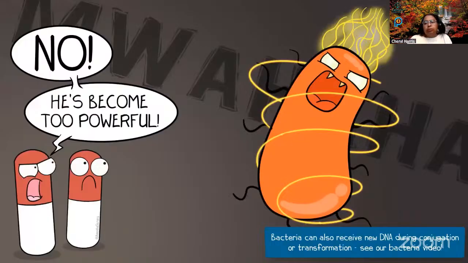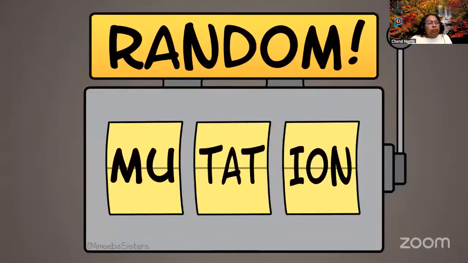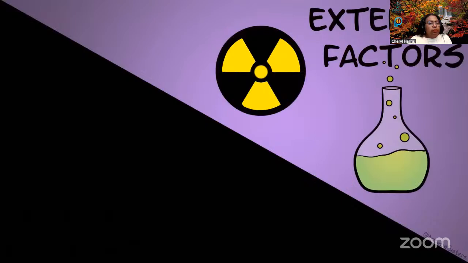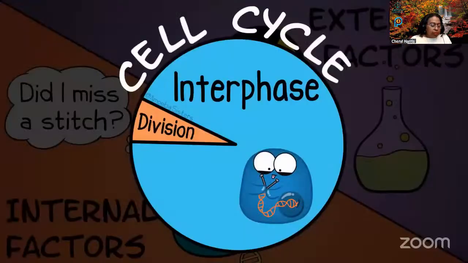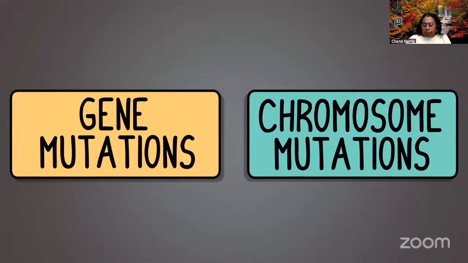Okay, so again, mutations are random. But there can be factors that make mutations more likely to occur. External factors like certain types of chemicals or excessive radiation, or internal factors like an event that causes a problem during DNA replication in interphase. During interphase, cells can replicate DNA before they divide. So let's discuss some different types of mutations.